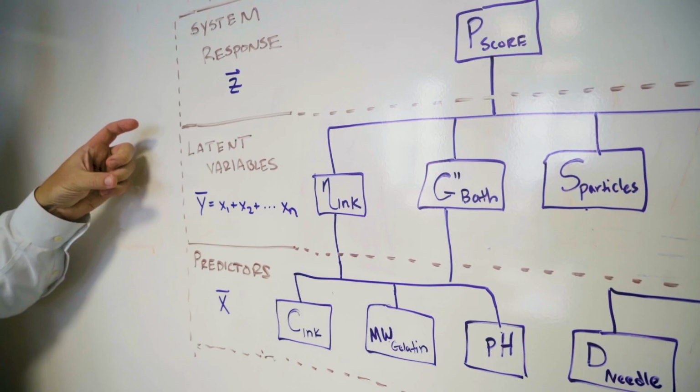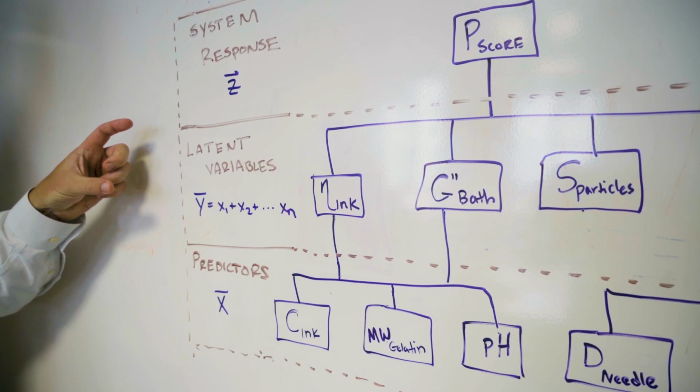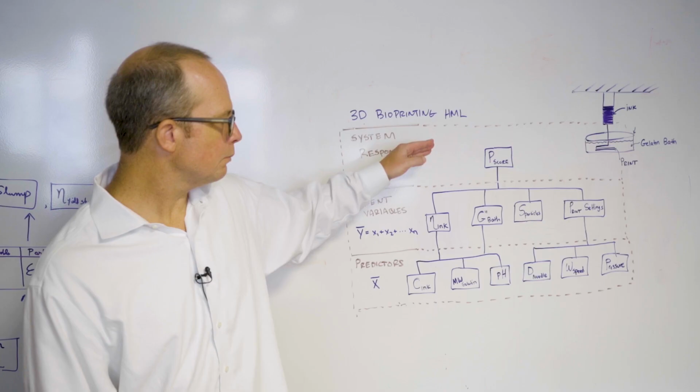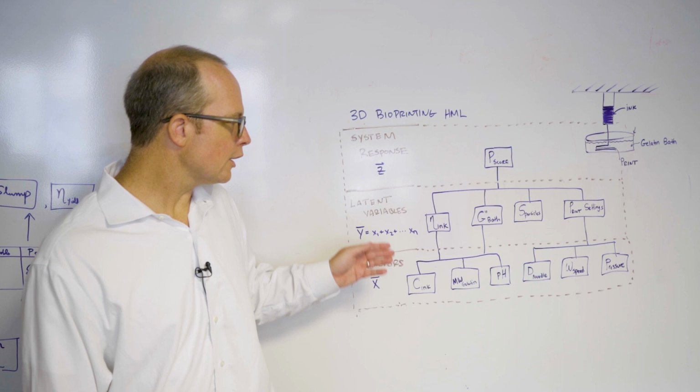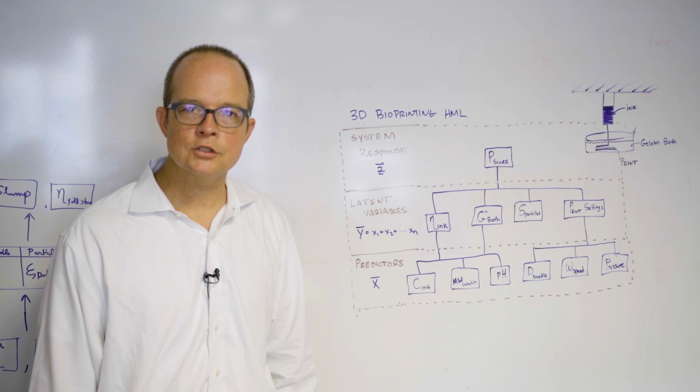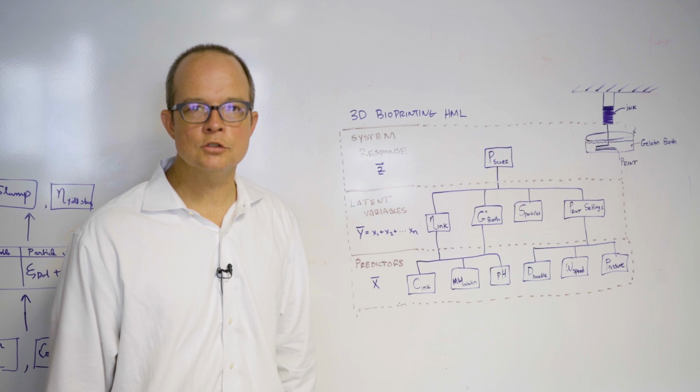But whereas the standard algorithms have essentially a black box in the middle that connects the input to the output, our algorithm actually embeds our domain knowledge of how the system works, where we put the underlying physics and chemistry of the various interactions that govern the responses. And this allows us to use much smaller data sets than you would normally use.